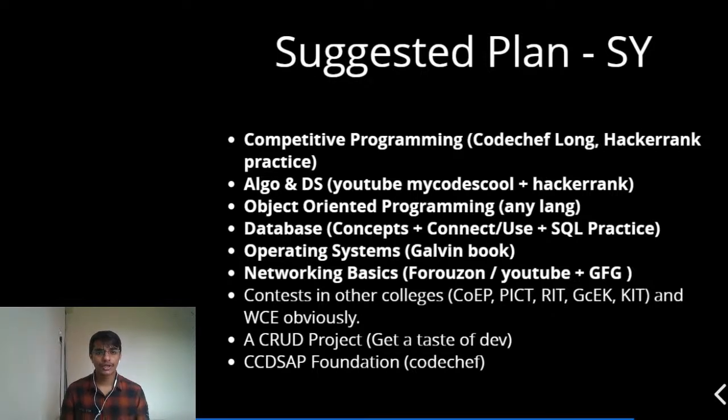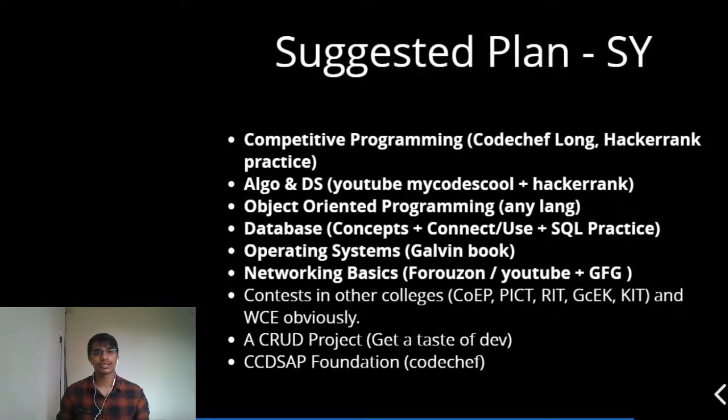After that, object-oriented programming. You have to start from any language, like C++, Java, or Python, but stick to one language and study object-oriented programming in depth, with all the concepts involved. Some students in our college prefer the playlist of Durga Soft. They have a lot of videos, around 200 videos, and each video is around 1 hour. So you should better start now.